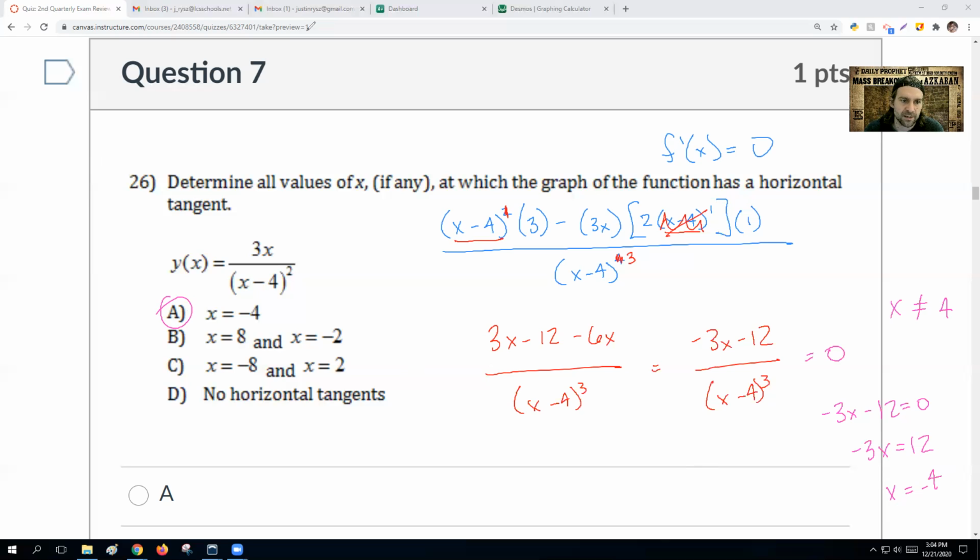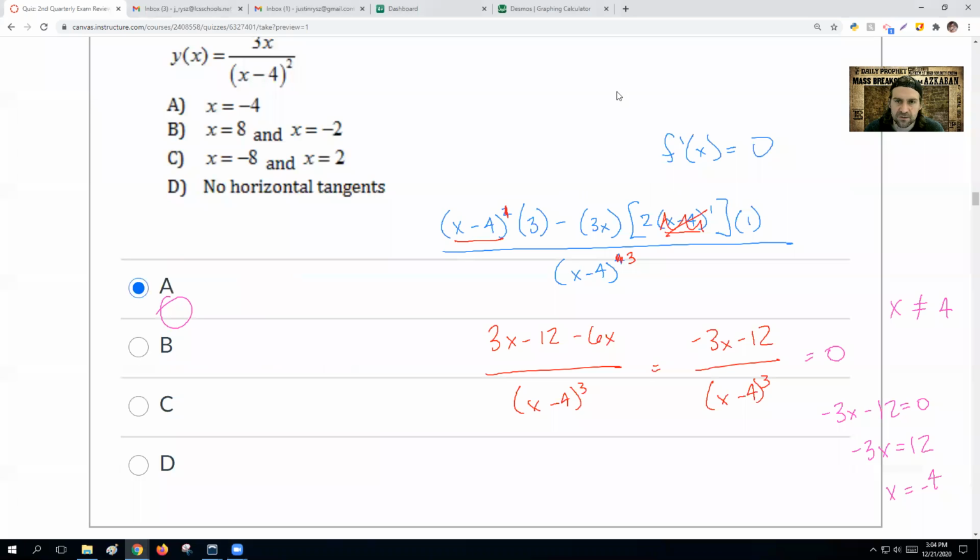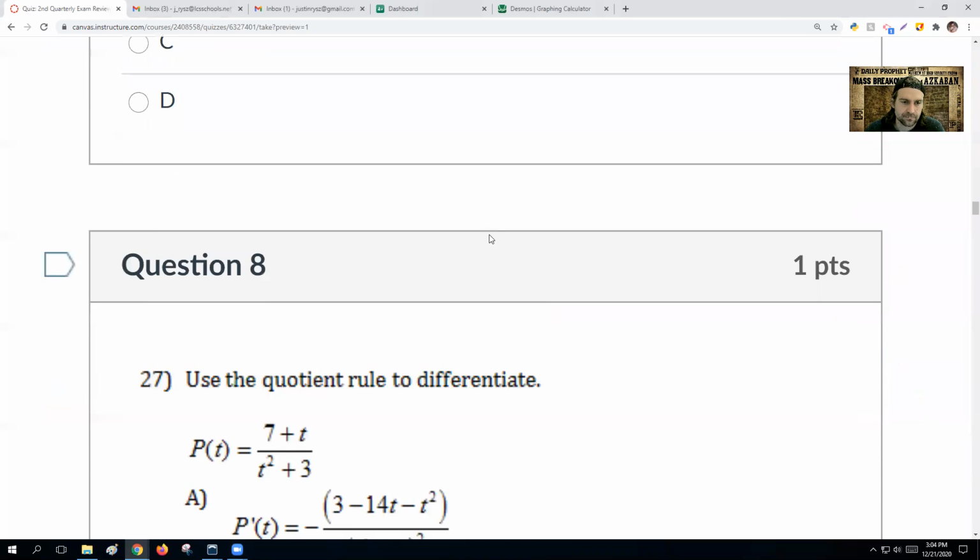So that'd probably be a lot easier to do if you had no idea. Plug it into Desmos, see where it looks like it's flat.